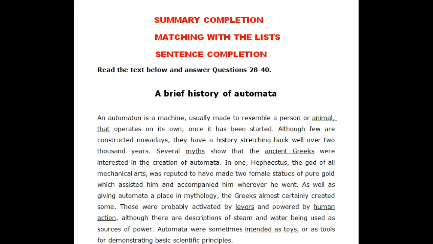I have dealt with the same passage in video 7 and video 8, where we did two question types: summary completion and matching with the list. In this particular video, I am going to tackle the third type of question, which is sentence completion.